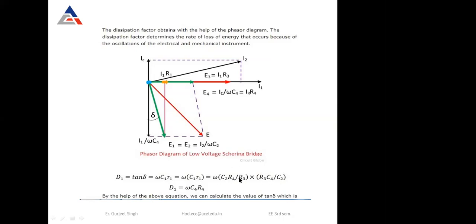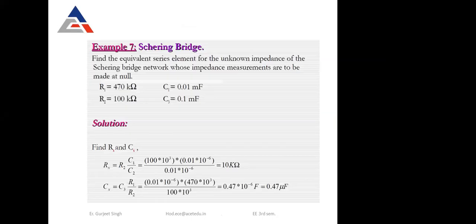By putting this C1 value and R1 value, which we will find out using the equation Z1 Z4 equal to Z2 Z3, the dissipation factor comes here. The numerical is actually asked on this dissipation factor, that is omega C4 R4. By putting this value, we will find out the dissipation factor. So this is one numerical based on this Schering bridge.